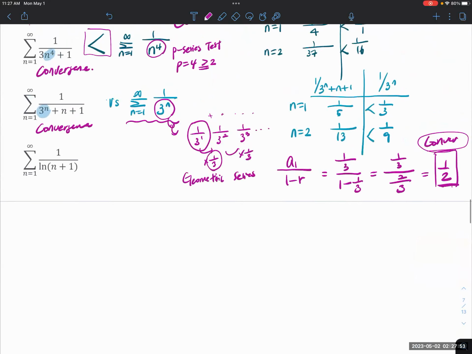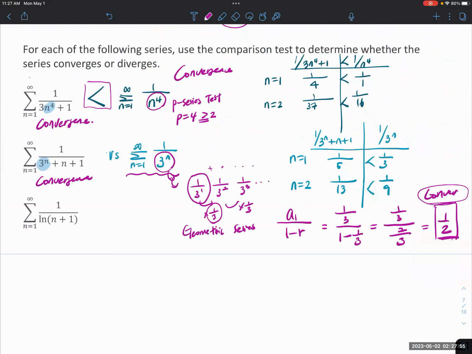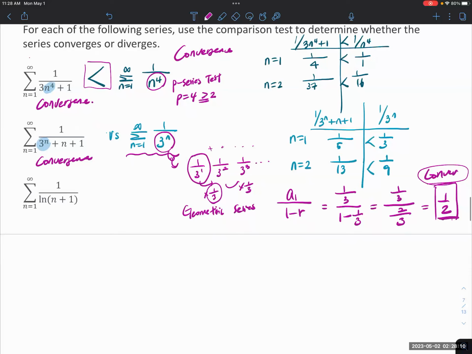Sorry, let me go up. I'm just trying to show you a similar question. So you see when you're going to use a P-series test, when you're going to use a geometric or integral test, convergent, divergent test, check it out. All right, one more. Let me change the color.